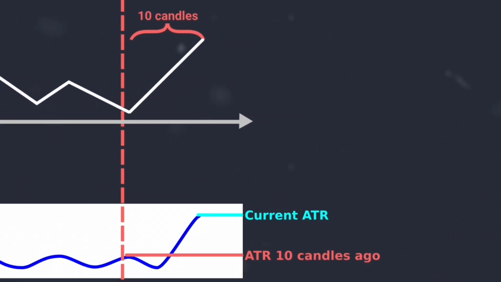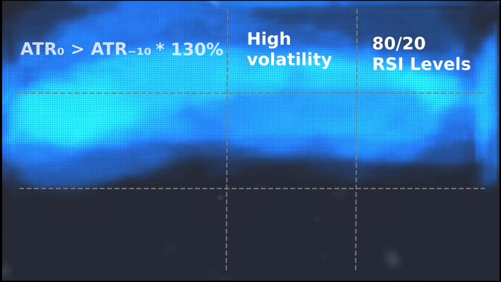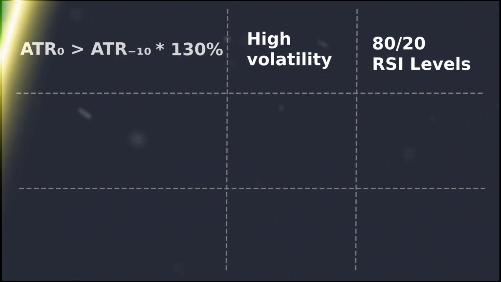Depending on the ratio between the current ATR and the ATR value from 10 candles ago, we can identify different market conditions. We'll walk through each scenario and put them into a simple table, so by the end, everything will be crystal clear. If the current ATR is significantly higher, around 130% or more, compared to the ATR value of the 10th previous candle, it means the market is highly volatile. In this case, using RSI levels like 80 and 20 can help you catch sharper entries.